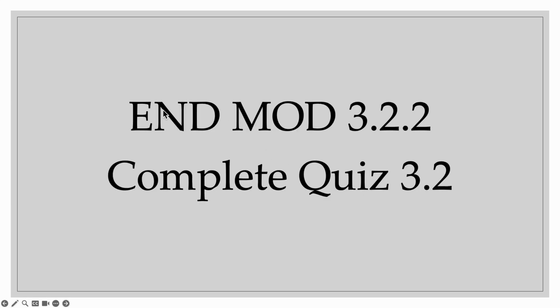Okay, so that brings us to the end of Module 3.2.2 for nitrogen and sulfur. You should be able to complete Quiz 3.2, which is going to ask you some questions about the nitrogen and the sulfur cycle and some of the different things that we talked about. All right? We'll see you in the next module.